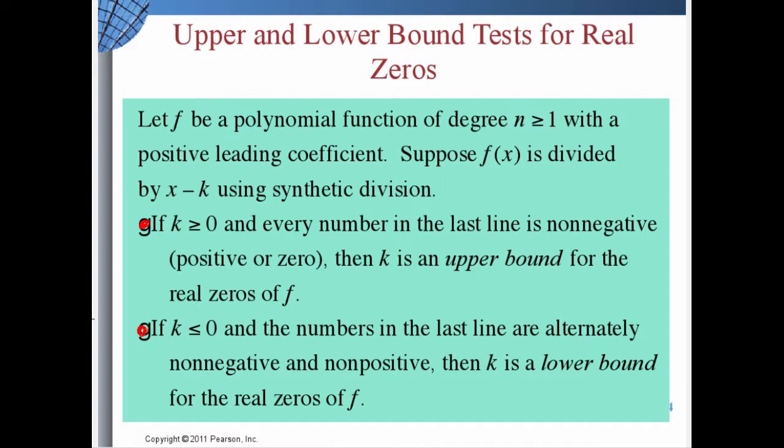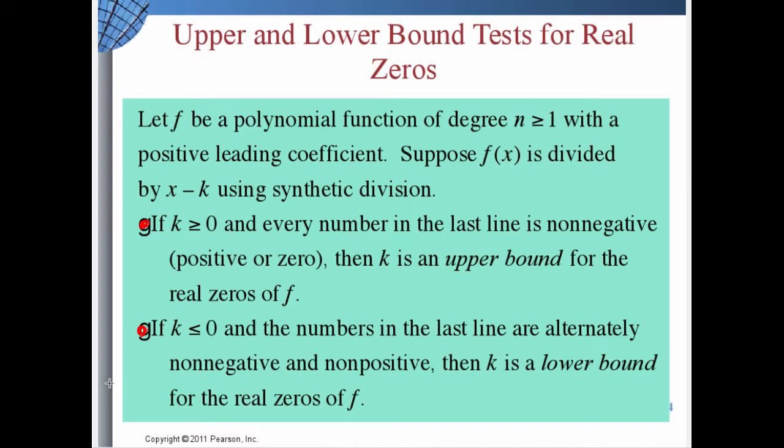If k is less than or equal to 0, and the numbers in the last line are alternately non-negative and non-positive, then k is a lower bound for the real zeros of f. So if this is the case after synthetic division, then we know that k is the limit, or the lower bound, like it says, of the real zeros. There aren't going to be any real zeros that are less than that k value.